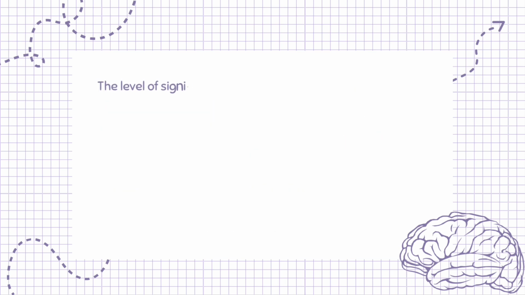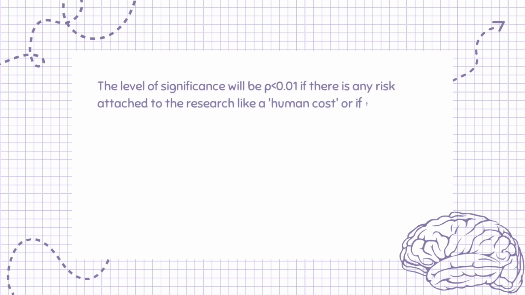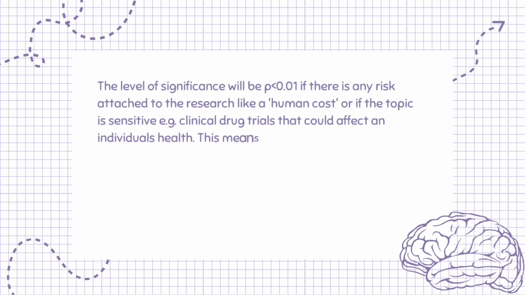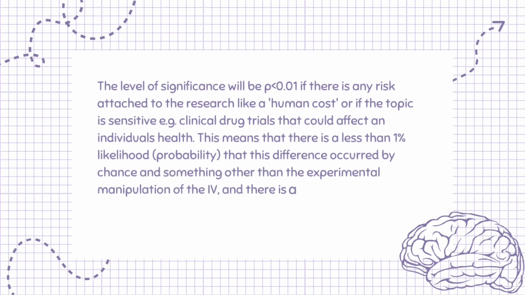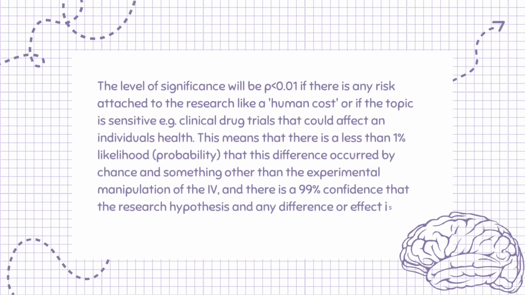The level of significance will be p < 0.01 if there is any risk attached to the research, like a human cost, or if the topic is sensitive, e.g. clinical drug trials that could affect an individual's health. This means that there is a less than 1% likelihood, probability, that this difference occurred by chance and something other than the experimental manipulation of the IV, and there is a 99% confidence that the research hypothesis and any difference or effect is due to the variables under investigation.